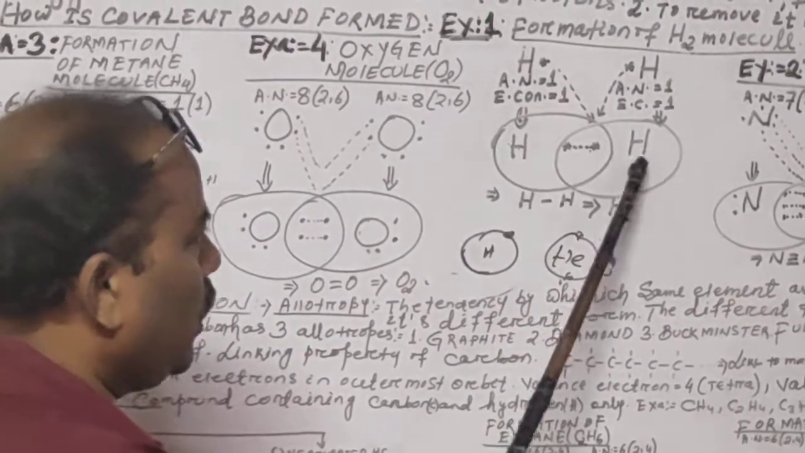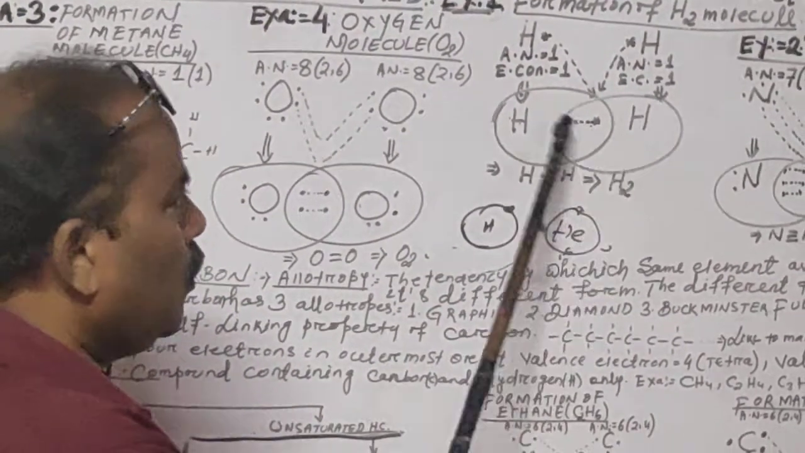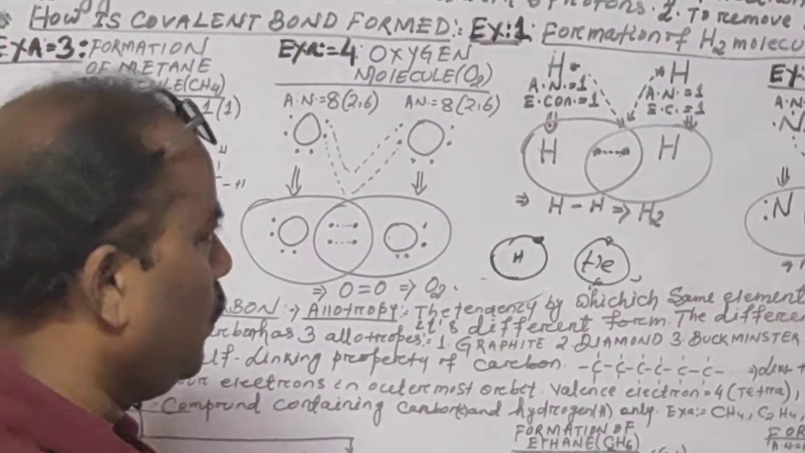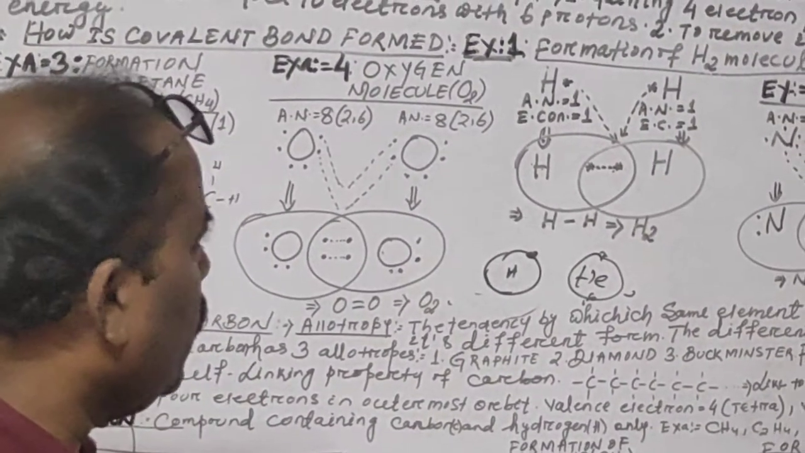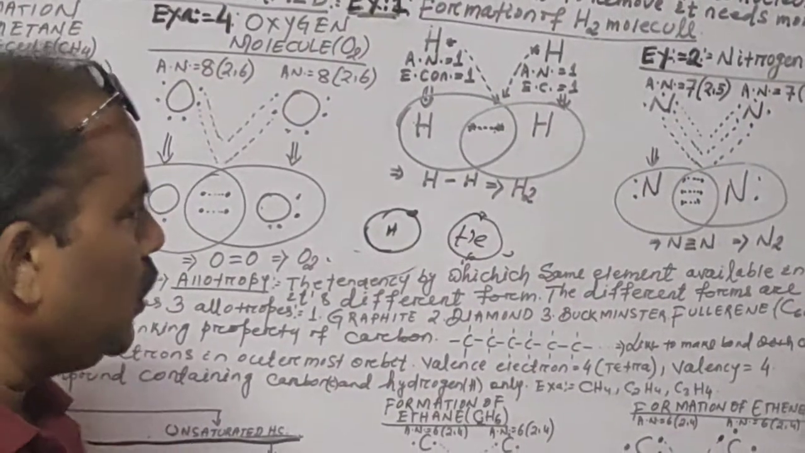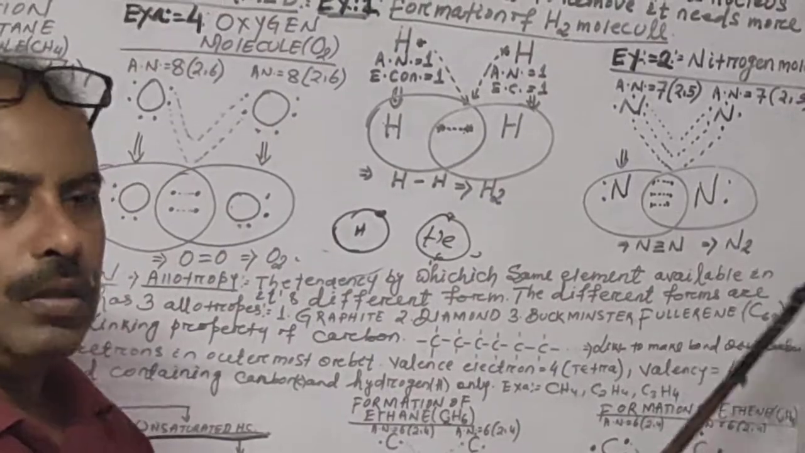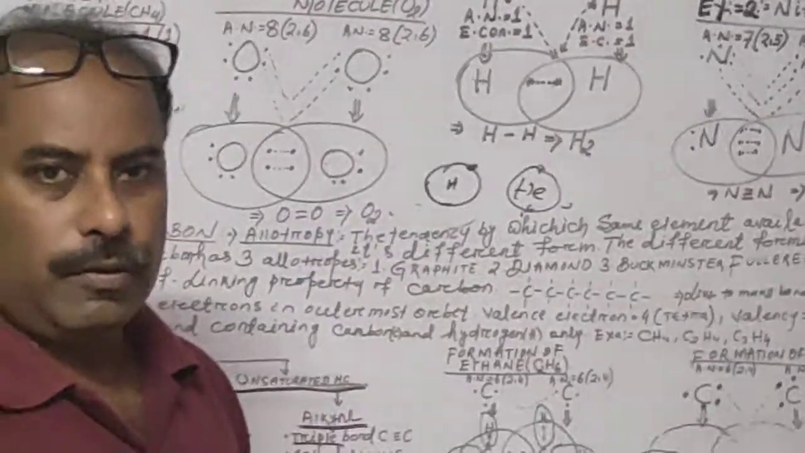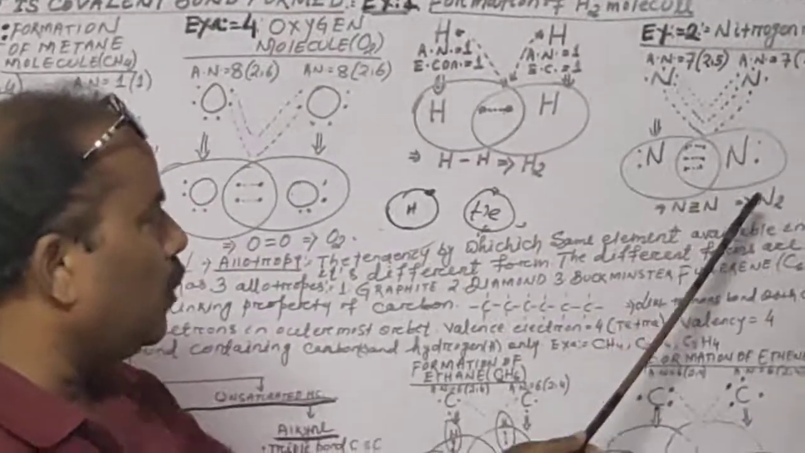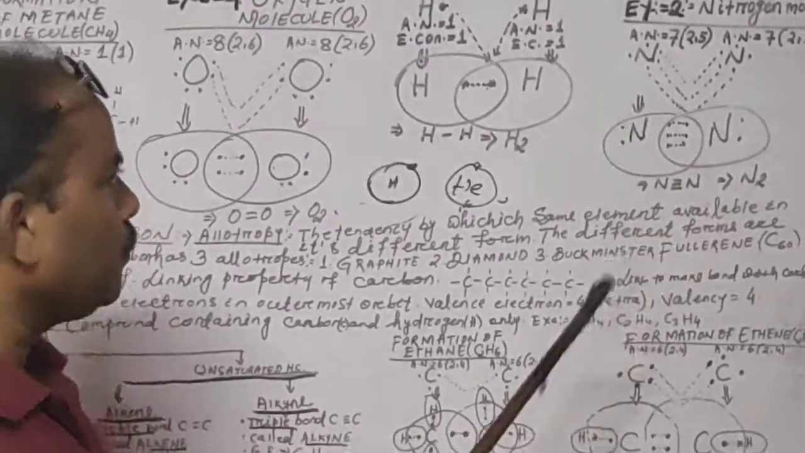How many hydrogens are participating here? 2 hydrogens. So we can write H2. So in this way H2 is formed. Similarly, if we go to example 2, then the nitrogen molecule is formed. Nitrogen is a molecule formed as N2. It is also a diatomic molecule because it is always available independently in the N2 form, not as N.